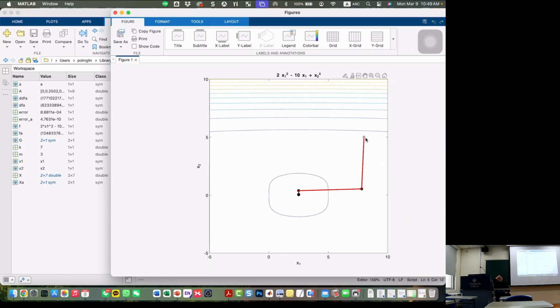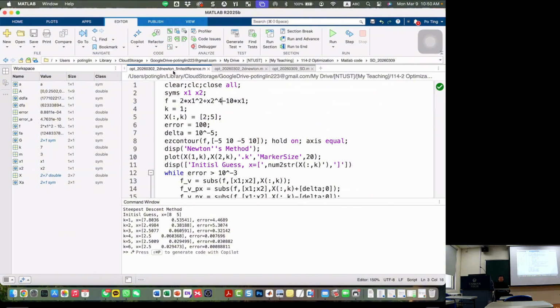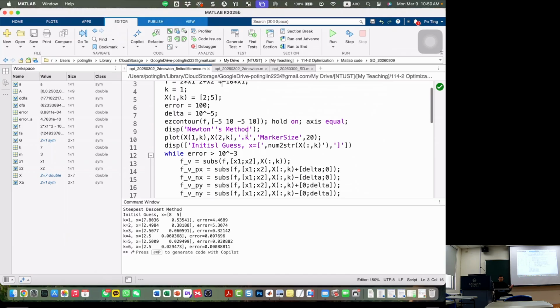But steepest descent, because of the behavior of line search, moves toward this line so effectively and ends up somewhere here. Maybe the line search took a lot of time. We didn't plot out the line search.